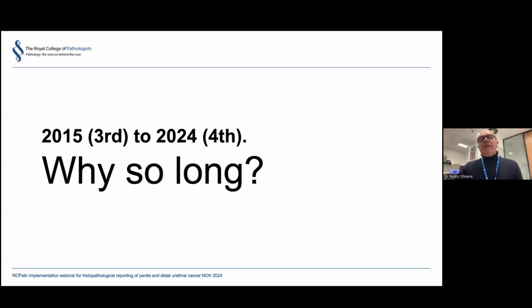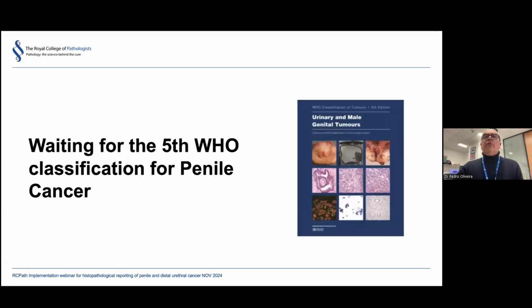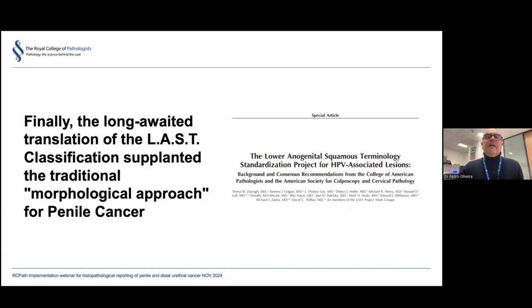One of the reasons behind it was that we were waiting for the 5th edition of the WHO classification for the urinary and genitourinary tumors, because we knew in advance that some important changes would be implemented and we wanted to follow the same guidelines and the same classification. And in addition, there was also the COVID period, which delayed everything for everyone in the world.